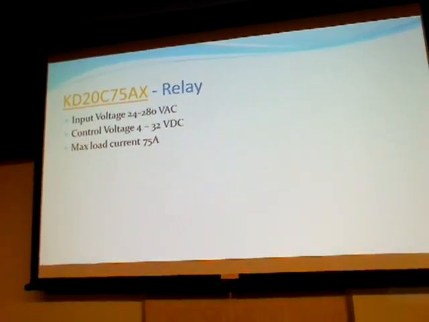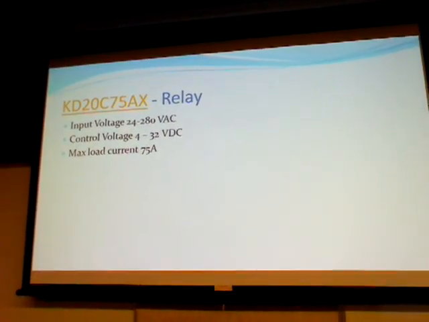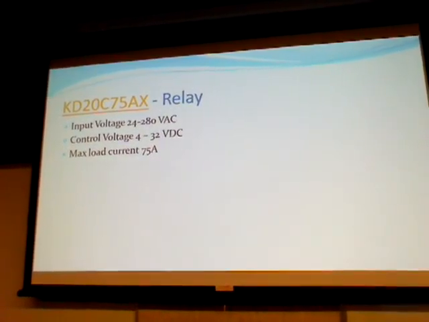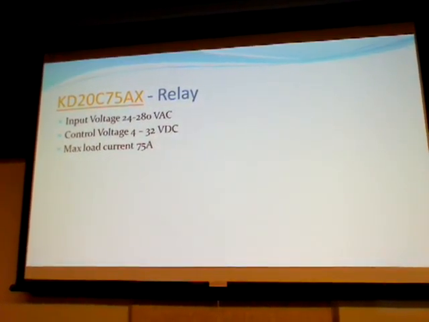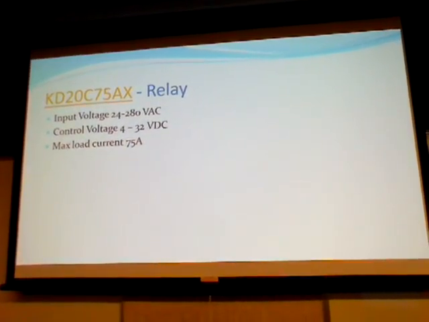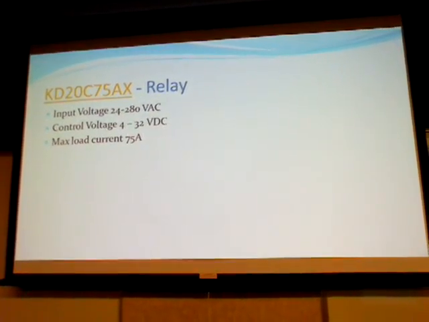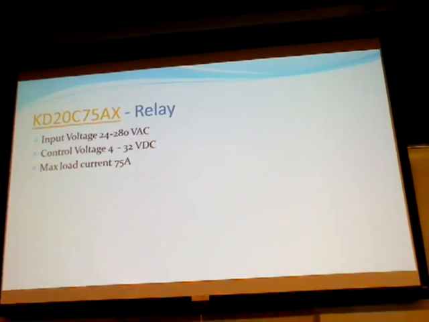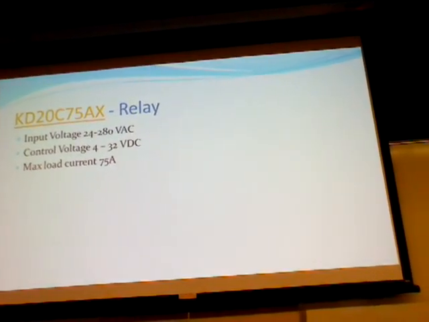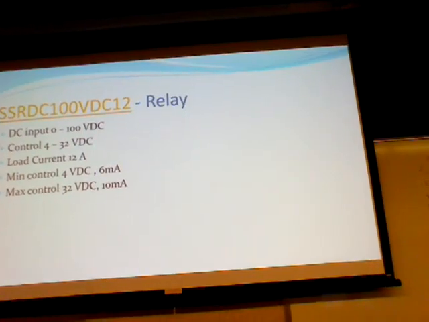And this is my AC relay. The important thing is that it can have an input of 24 to 280 volts AC, so I'm going to have it plugged into an outlet, so I'll only need 120 volts. The control voltage, which will turn on the relay, is 4 to 32, and my peripheral will be 5 volts, so it'll be able to turn it on, and it has a max load current of 75 amps.